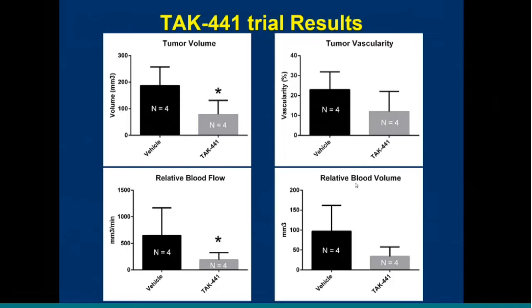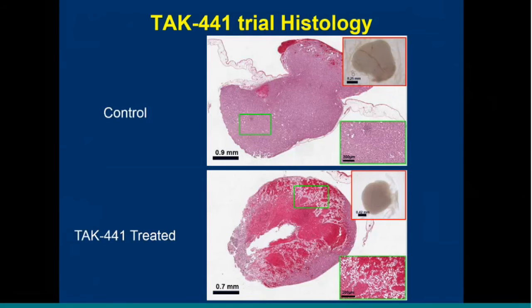If you look at this data, it's pretty easy to believe that we would have gotten a significant result for all four of these indices. It's just that the study itself, being a pilot study, was severely underpowered. We only had an N of 4 in each case, but despite that, these results are pretty extraordinary. And those results are corroborated by the histology from this trial, where we see that the control tumors have a very, very dense microvascular density, whereas the TAC-441 treated tumors have regions of necrosis, and the microvascular density overall is much, much lower.